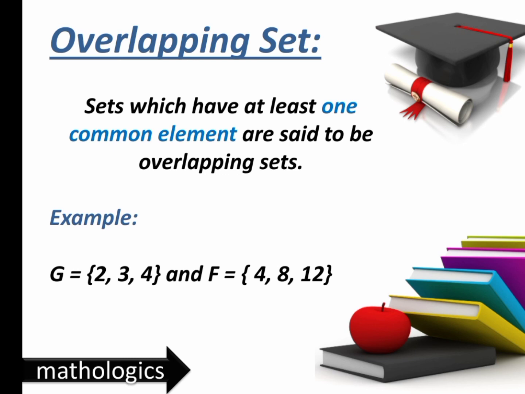We have an example here. Set G has elements 2, 3 and 4, and set F has elements 4, 8 and 12. See here, 4 is a common element in both sets G and F, so they both are overlapping sets. Overlapping sets are the opposite of disjoint sets, right? If we have no common element, then the sets are disjoint. If we have one common element, then we call those sets overlapping. And if we have all the same elements in two or more sets, then we call them equal sets.